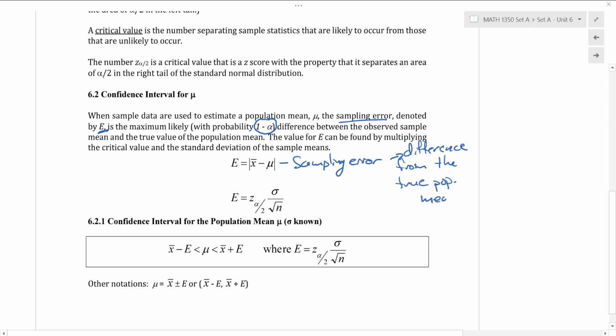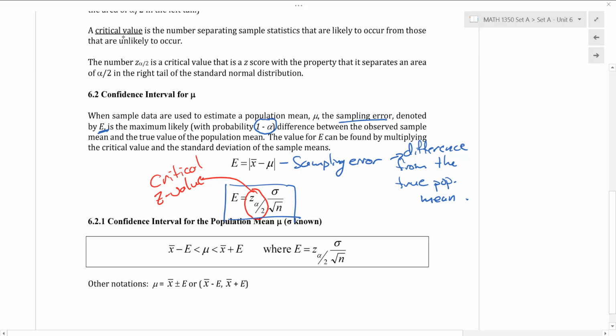So we don't expect those to be the same. I'm going to say population mean here, but in general this is for any statistic. You could define a similar thing. And so we can find the E here using this formula that's going to involve the z alpha over 2, the standard deviation, and the size of the sample. Recall that's going to come in as well. So this z alpha over 2 is the critical z value that we've seen already.